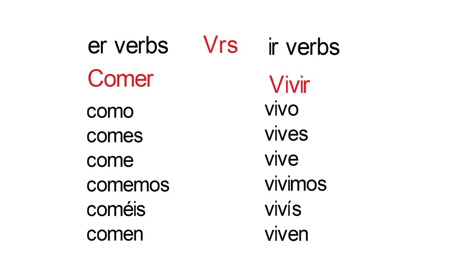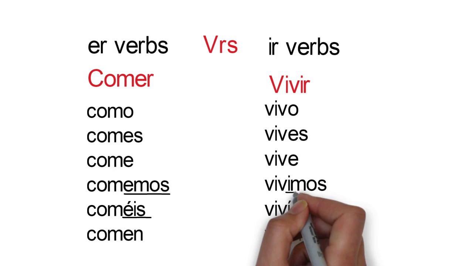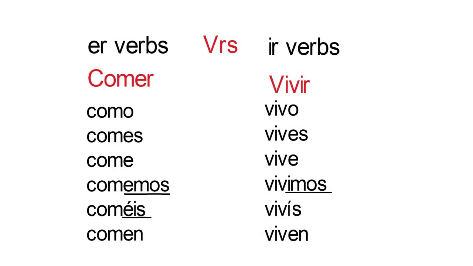Now, you will note that most of the endings for the ER verbs and IR verbs are the same, with the exception of nosotros and vosotros. And so with the ER verbs, the ending for nosotros is emos, and the ending for vosotros is éis. And with the IR verbs, the ending for nosotros is imos, and the ending for vosotros is ís. So these are the only differences to note when conjugating verbs that end with ER and verbs that end with IR. In our next lesson, we'll take a look at the irregular verbs in the present tense.